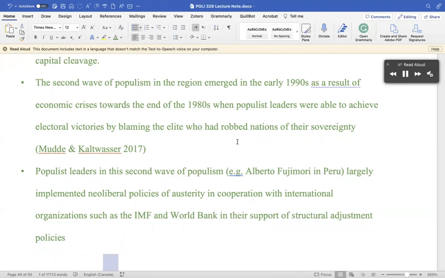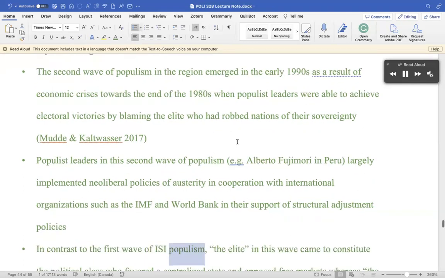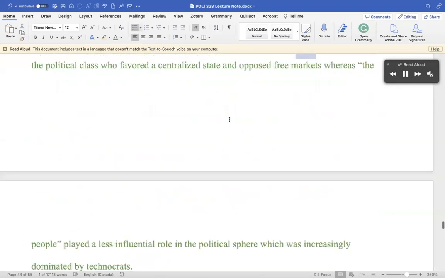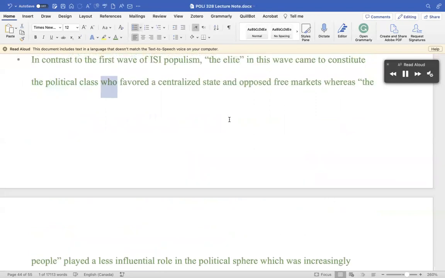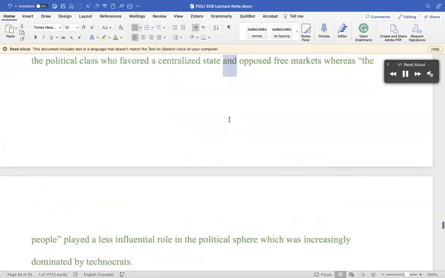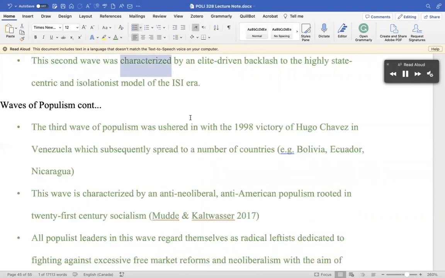In contrast to the first wave of ISI populism, the elite in this wave came to constitute the political class who favored a centralized state and opposed free markets, whereas the people played a less influential role in the political sphere, which was increasingly dominated by technocrats. This second wave was characterized by an elite-driven backlash to the highly state-centric and isolationist model of the ISI era.